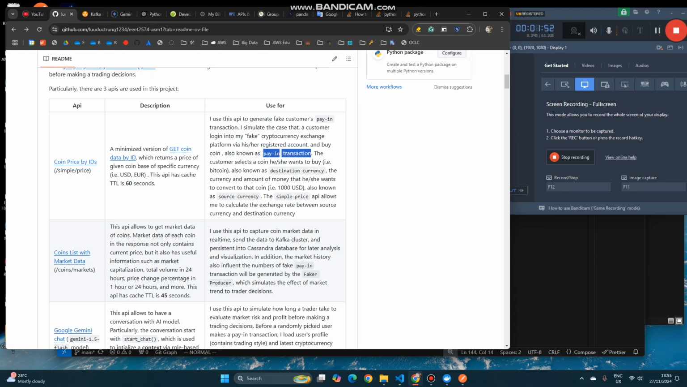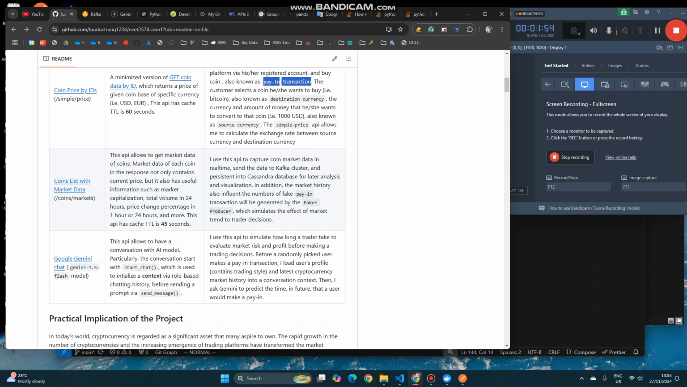in the demo. The next thing is the coin market data. This API not only returns the price, but also returns some market data like the market capitalization of the coin, the total volume in the past 24 hours, and the percentage price change in 1 hour or 24 hours. Those information are useful to collect and visualize later.